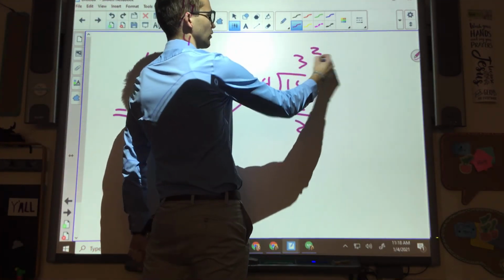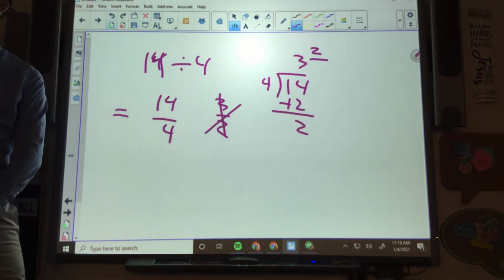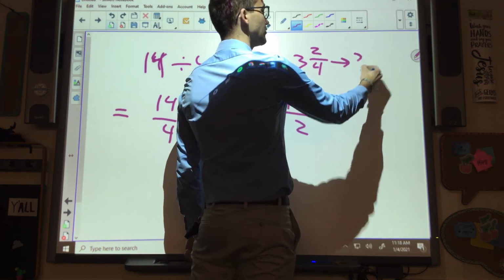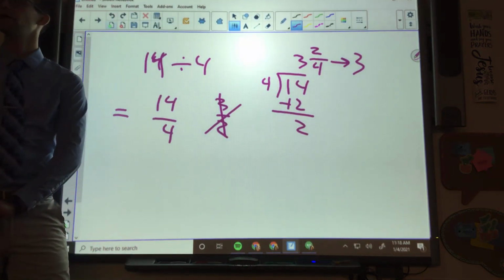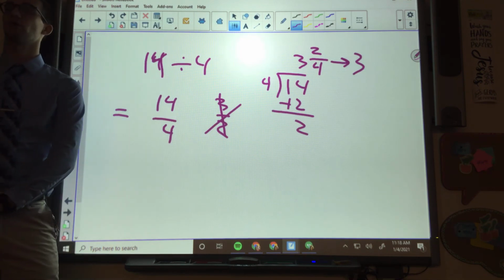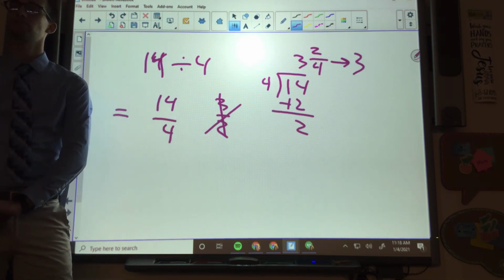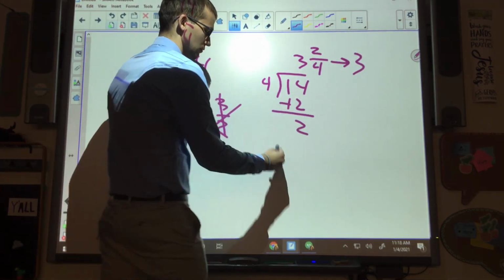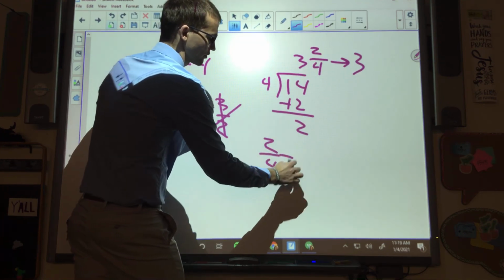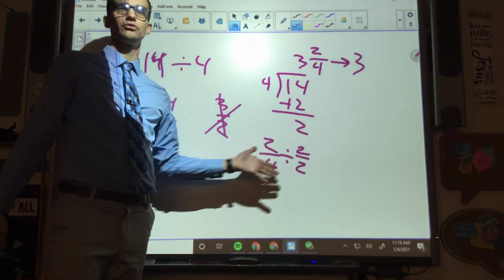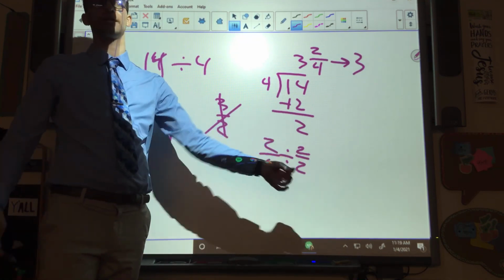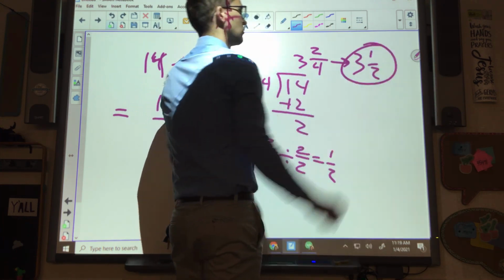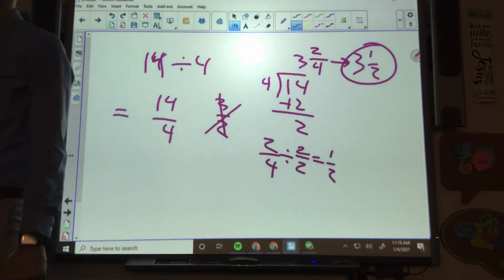You don't do remainders anymore. 3 and 2 over what? 4. Yes, 3 and 2 over 4, which should be simplified to 3 and what? 3 and 2 fourths? No, 2 fourths is not simplest form. Over your nose. 3 and 1 over 2. Yes. 2 over 4 divided by 2 over 2. 2 goes into both of them, so you should be reducing it, putting it in simplest form, 1 over 2. 3 and 2 fourths or 3 and 1/2, which is more proper.